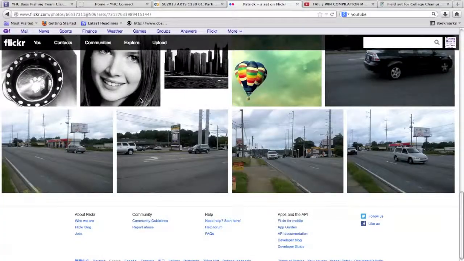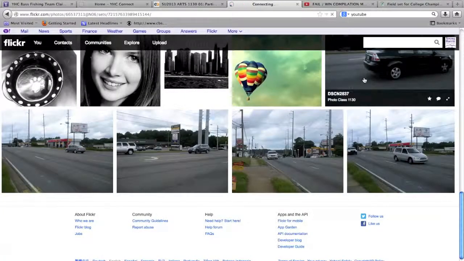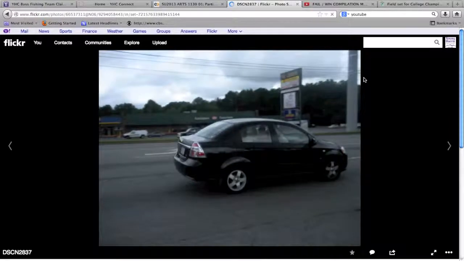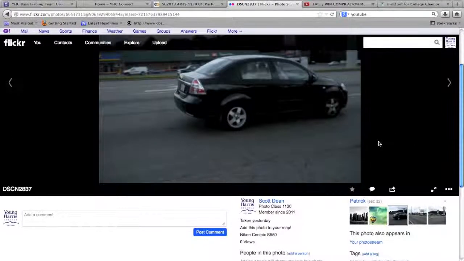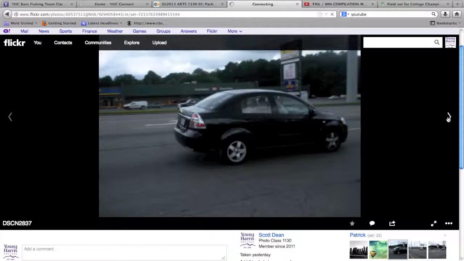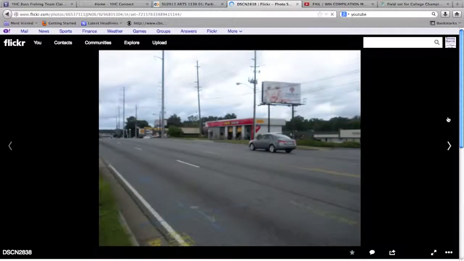We're going to start with Patrick's assignment for shutter speed. And I've looked through these all before. There's two parts to this photography class and these beginning assignments with a lot of the technical stuff.